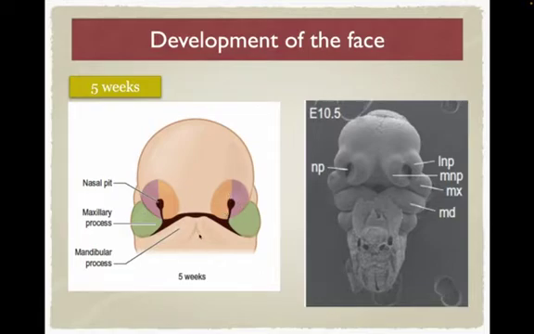And we have only one mandibular process, and then we're going to have a right maxillary process and a left maxillary process, and we have the nasal pit now because it's surrounded by the frontonasal process, which is the median nasal process, and the lateral nasal process is called the nasal pit.